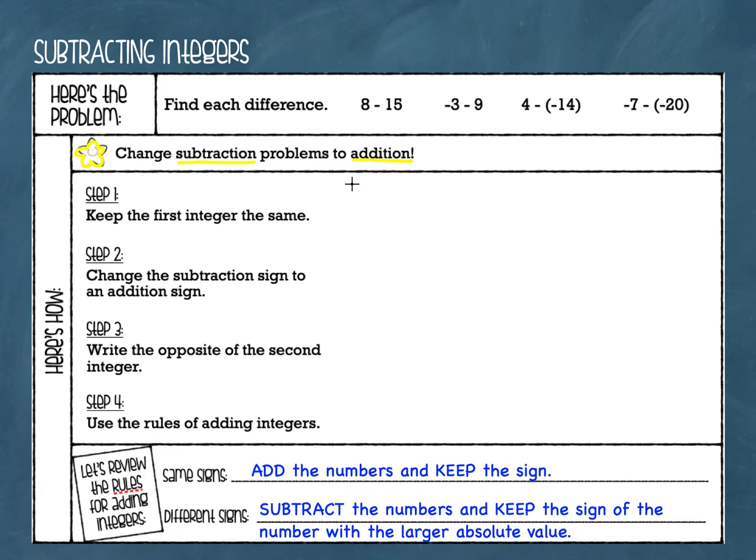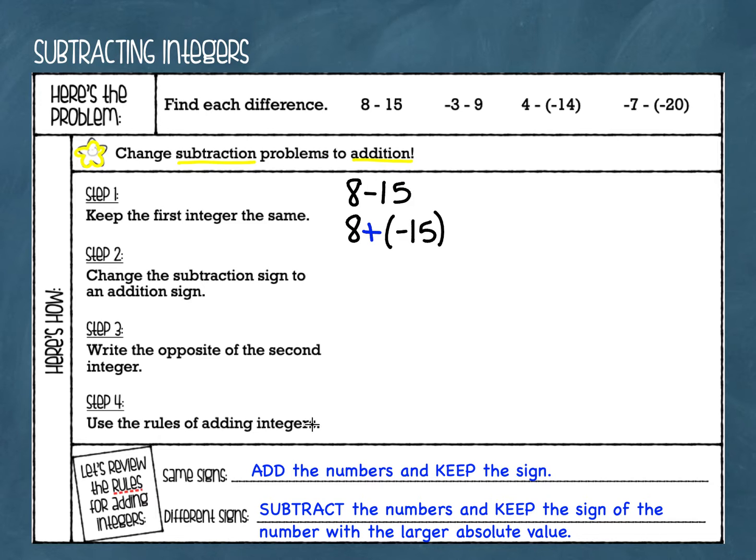The first problem is 8 minus 15. I'm going to recopy my problem, and let's go through these 4 steps. Step 1 is we're going to keep the first integer the same. We never change the first integer. That 8 is just going to stay an 8. Step 2 is we're going to change the subtraction sign into addition. So this minus sign is going to become a plus sign. For step 3, we write the opposite of the second integer. The opposite means we just change the sign. The opposite of positive 15 is negative 15. I'm going to put it in parentheses so I don't have 2 signs right up against each other.